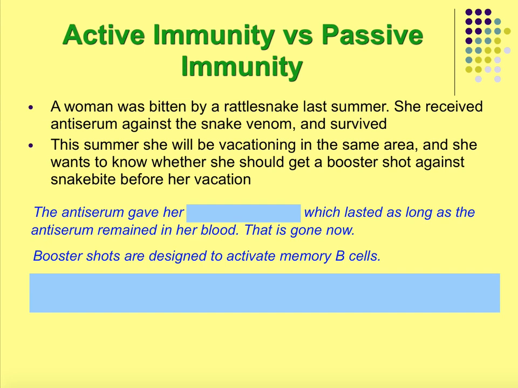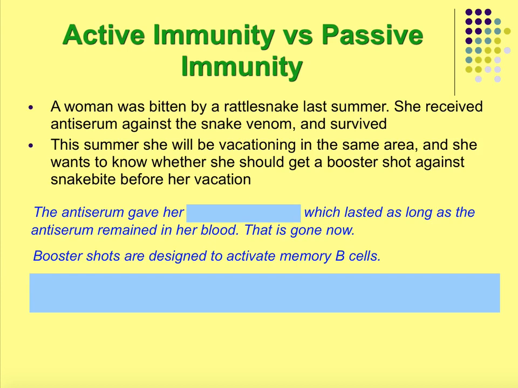So here we have a woman who was bitten by a rattlesnake last summer, and she received anti-serum against the snake venom, and she survived. So here we're really going to imagine that as soon as she was bit, she got that injection. So the injection is what did the work. This summer, she's going to be vacationing in the same area, and she wants to know whether she should get a booster shot against the snake bite before her vacation.